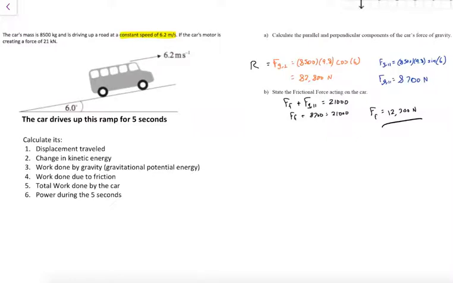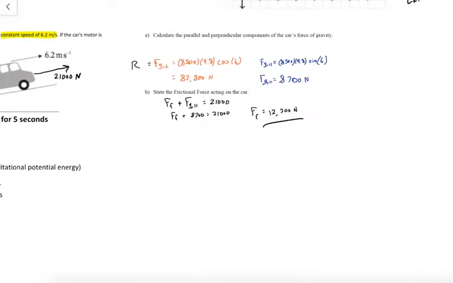The car's motor is creating a force of 21,000 newtons. So I know there's a force forward that's 21,000 newtons. In this practice problem before, we calculated the parallel and perpendicular components of the force due to gravity, and with that calculated the frictional force that acted opposing the motion.